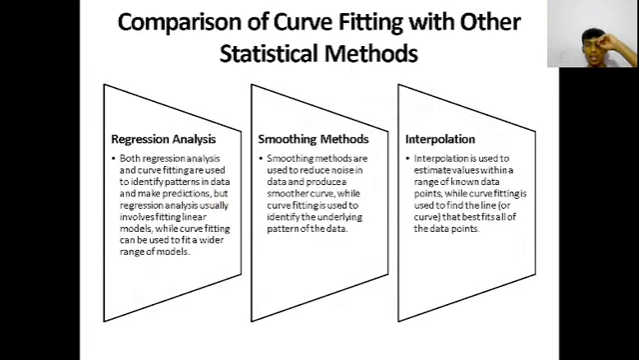Comparison of curve fitting with other statistical methods. There are three more statistical methods: regression analysis, smoothing methods, and interpolation. Interpolation is used to estimate values within the range of known data points, while curve fitting is used to find the line or curve of best fit for all the data. So interpolation basically only finds values within the range of the known data. What curve fitting does is it can find values in the range of unknown data. So if it is going like that, it can give a good guess of whether it will continue going straight or drop back down. So this is the comparison of curve fitting with other statistical methods.